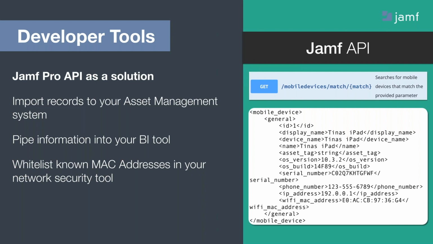Or let's say that you create a business intelligence tool that analyzes the values of devices in an organization's inventory. The Jamf API would again be a great way to interface with our platform. And again, let's say from a security perspective, you develop a network security tool that relies on MAC address whitelisting. You could leverage the Jamf Pro API to pre-populate known good MAC addresses for your managed Apple fleet.